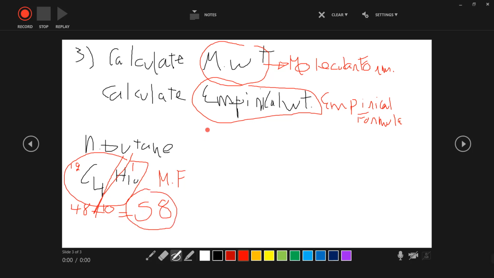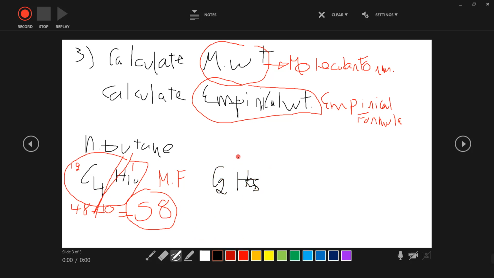But the empirical weight, I told you, should be calculated from the empirical formula. C4H10 is not the empirical formula. How can I obtain the empirical formula? Here are the number of atoms, so I should divide them by the smallest possible number. We said I can divide by 2. If I divide by 2, I will obtain C2H5. This is the empirical formula, and from this formula I can calculate the empirical weight.